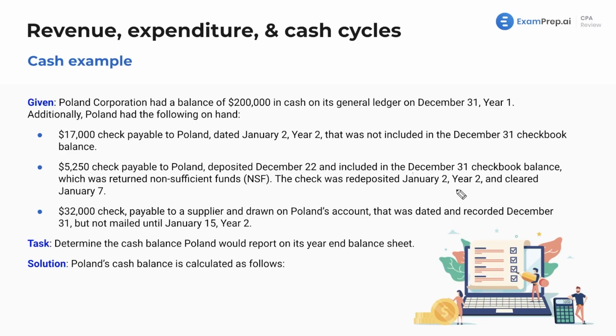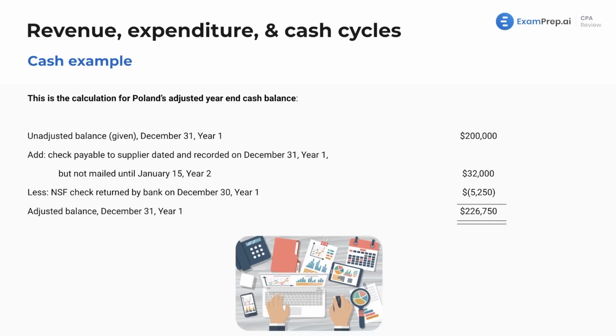So they say, oh, dang, we don't have enough money in our account. Let me deposit money in our account. They say, try redepositing it January 2nd, year two. And then it cleared January 7th. So what is going to be the treatment there? Thinking about it for a second.